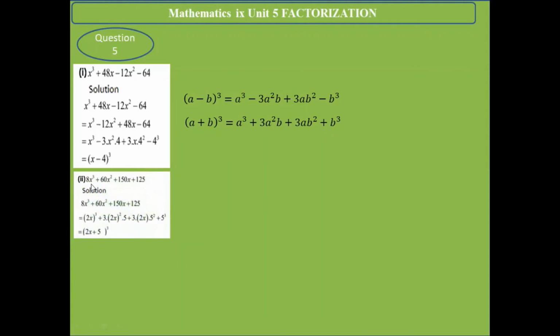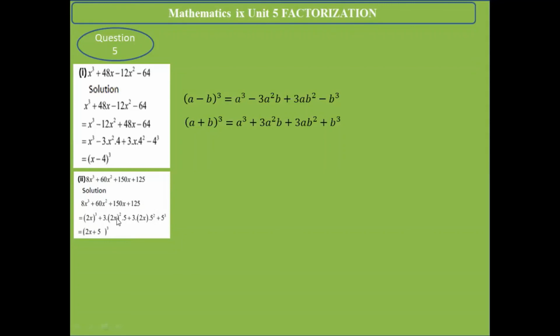Now here, this is in descending order. So 8x cube can be written as (2x) cube, and 125 can be written as 5 cube. Now we have to look for the 60x square. Either the 60x square can be written as 3a square b, and the 150x can be written as 3ab square. So 3 a square, where a is 2x, and b is 5, and the second is 3ab square, where a is 2x and b is 5, plus this is b cube.